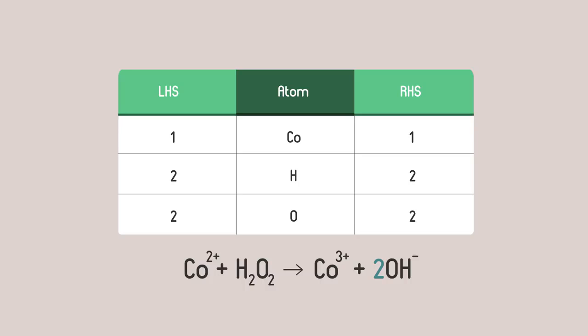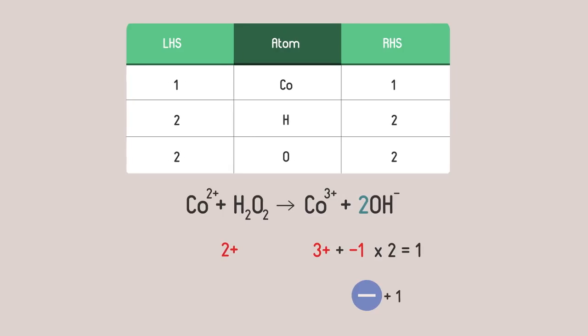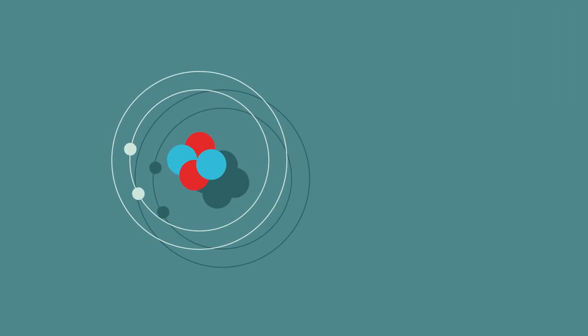See? But on the left, the total charge is +2, whilst on the right, the total charge is +3 minus 1 times 2, which gives +1 overall. We have gained 1 electron. As we know, matter cannot be made out of nothing, so we can't make an electron appear like this. We also need to balance the charges.